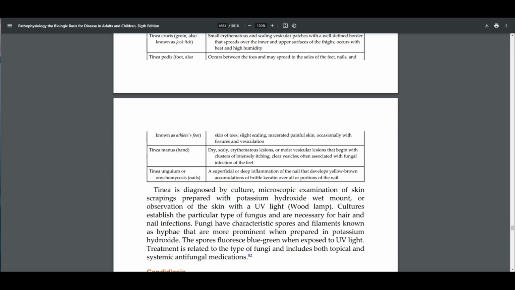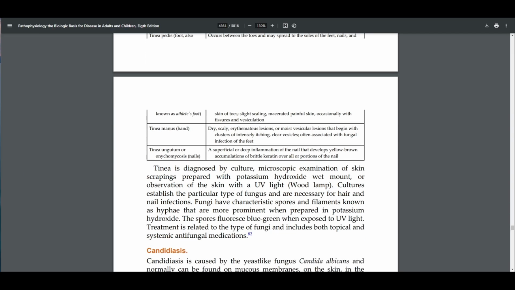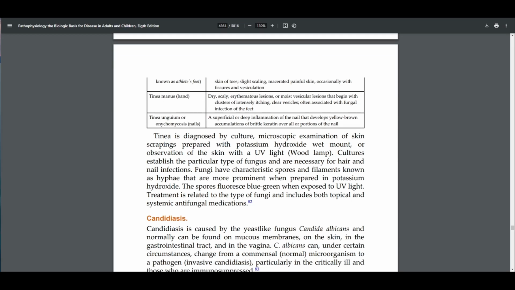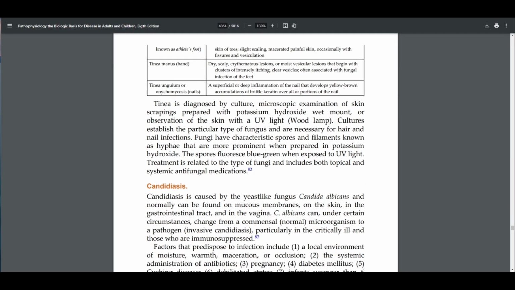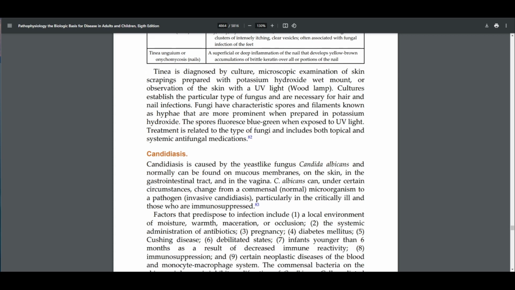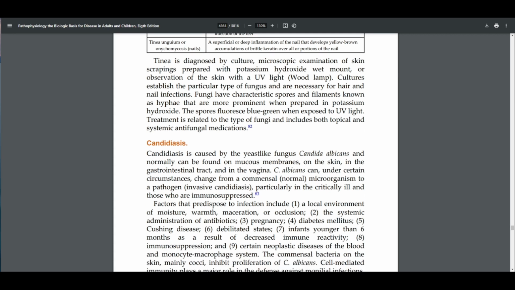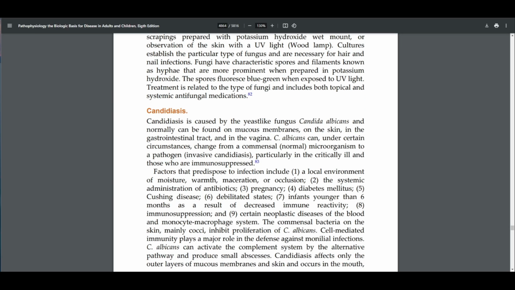Tinea is diagnosed by culture, microscopic examination of skin scrapings prepared with potassium hydroxide wet mount, or observation of the skin with a UV light. Cultures establish the particular type of fungus and are necessary for hair and nail infections. Fungi have characteristic spores and filaments, known as hyphae, that are more prominent when prepared in potassium hydroxide. The spores fluoresce blue-green when exposed to UV light. Treatment is related to the type of fungi and includes both topical and systemic antifungal medication.